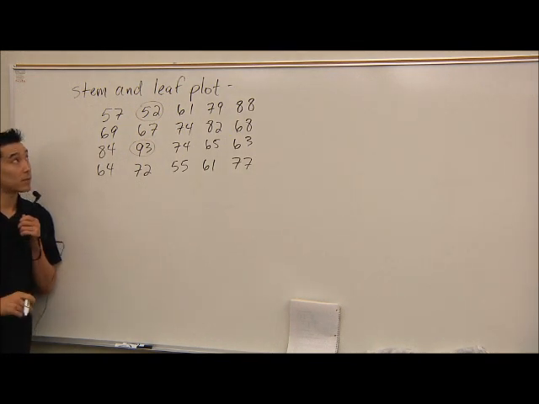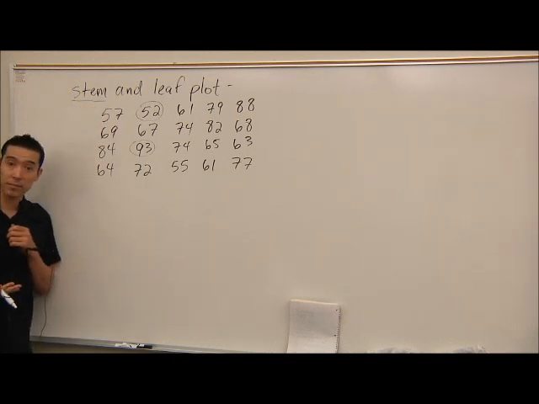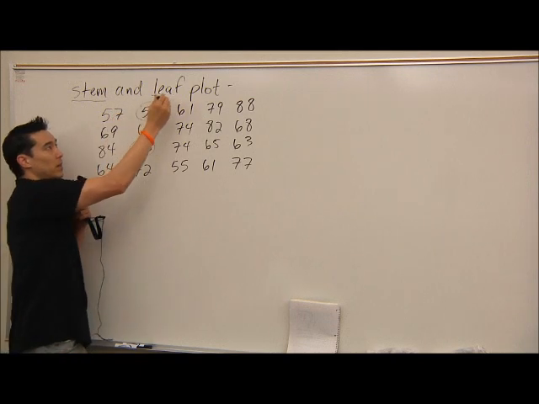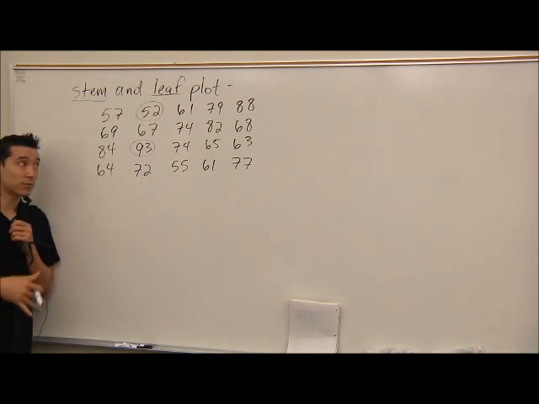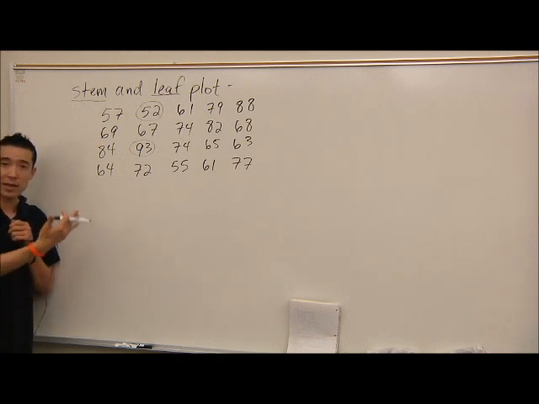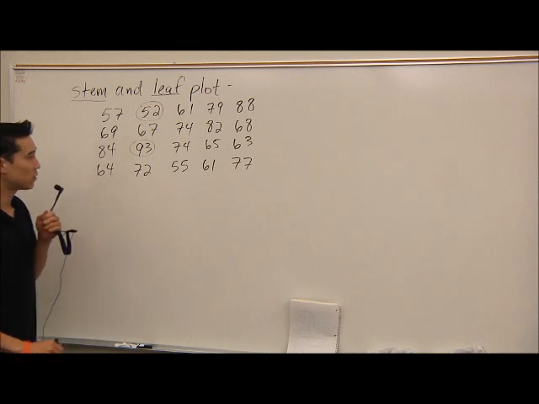Okay. Now with the stem and leaf plot, we have part of a number represent what we call the stem, and we have the other part represent the leaf or the leaves. Now, if all of these test scores range from the 50s to the 90s, then the stem part is going to be that first digit, 5, 6, 7, 8, 9, and the leaf part is going to be the ones digit.